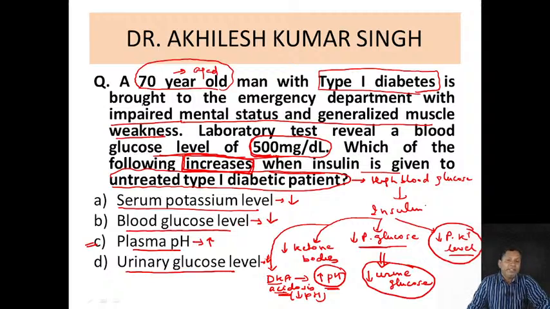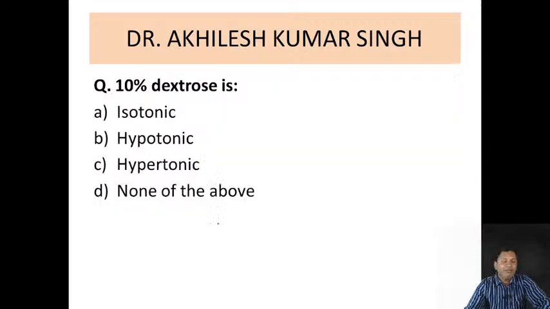Right. So in such a question, try to find the clue, and think what is asked in this question. It is asking what increases, which of the following will increase. So like this, think of the possible answer and then go for the options. Right. So now come to the next MCQ question, the next question asked in the exam. The next question is about 10% dextrose.